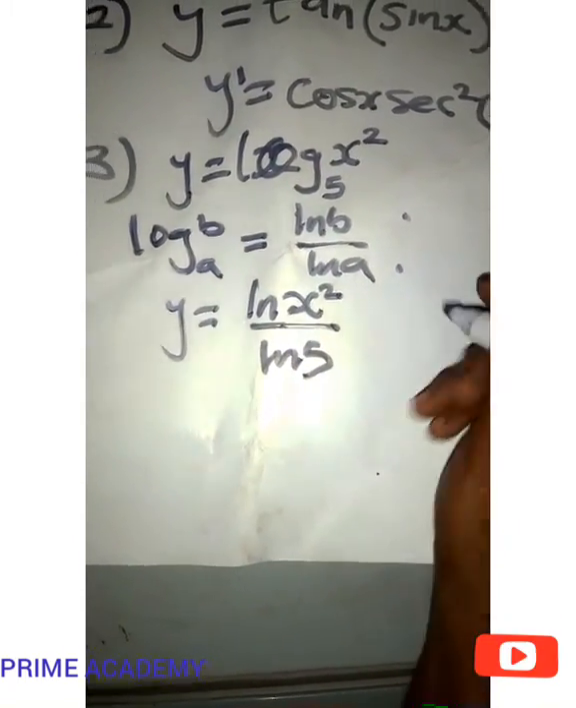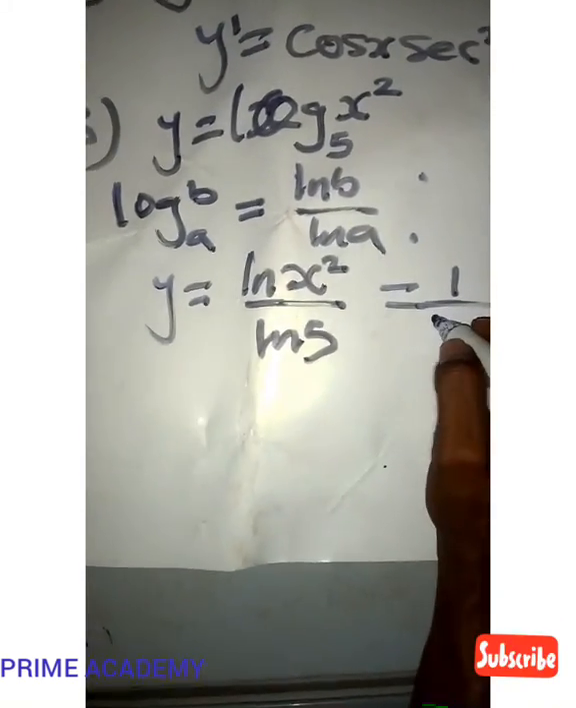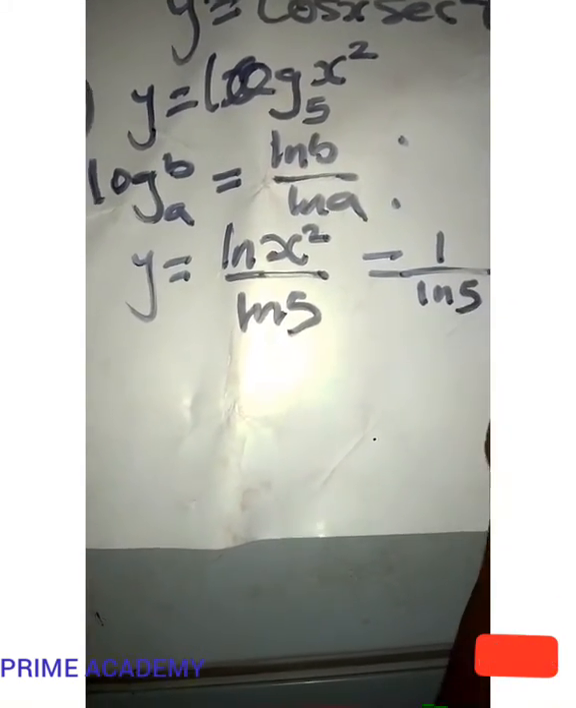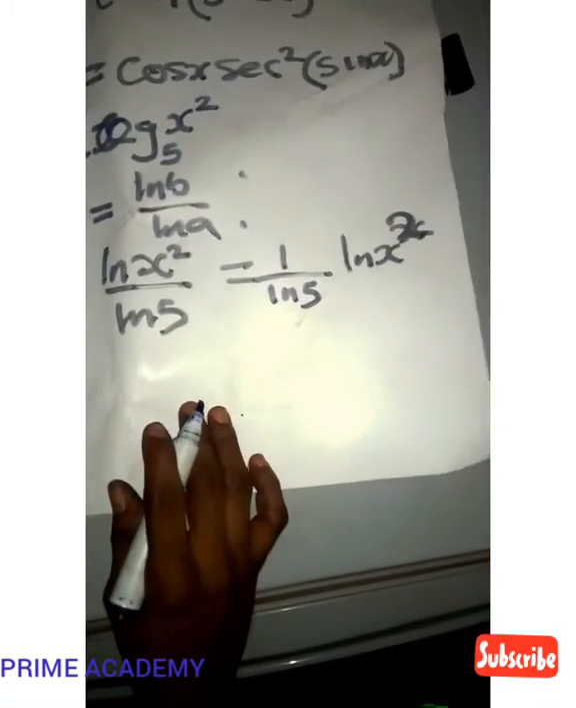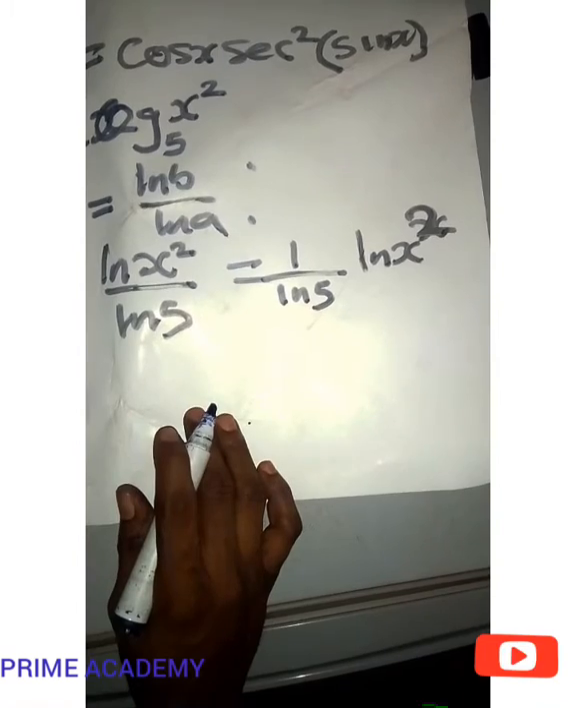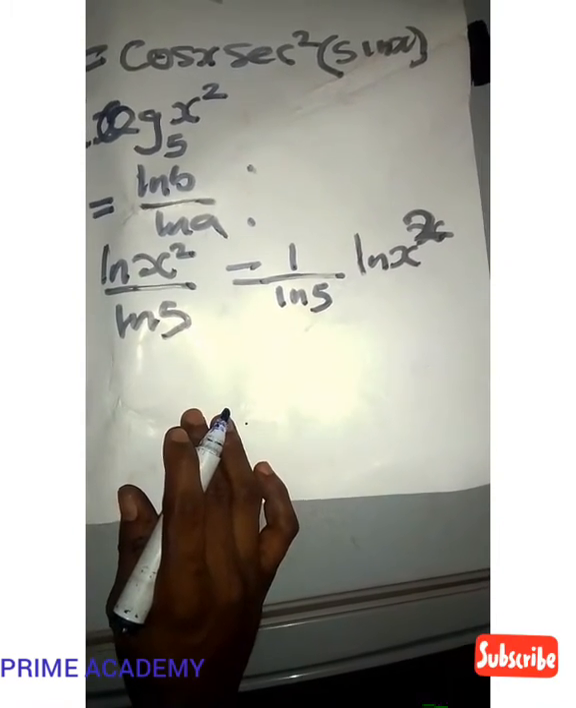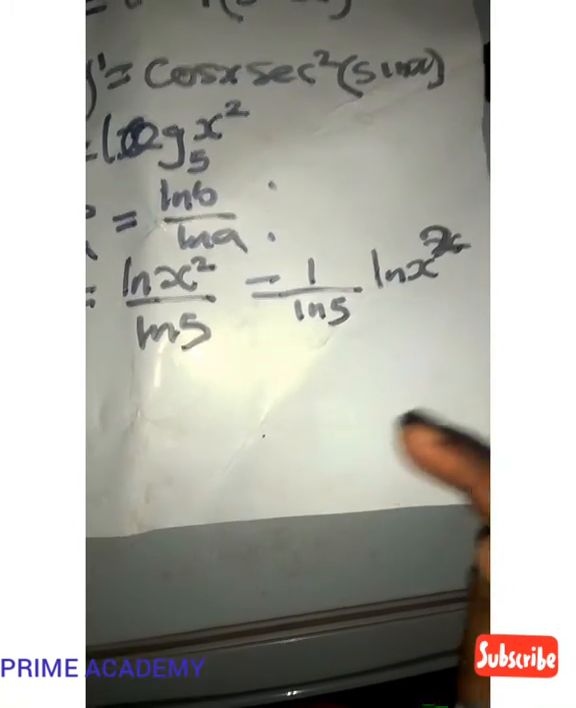So differentiating this directly, I can still write this as equal to 1 over ln 5 times ln x squared. So differentiating this is very simple. Notice that 1 over ln 5 is a constant, so it's a number, same thing as having 2x, where we don't look at the 2 when we differentiate 2x. So in the same vein, we don't look at 1 over ln 5. So we're interested in differentiating ln x squared.